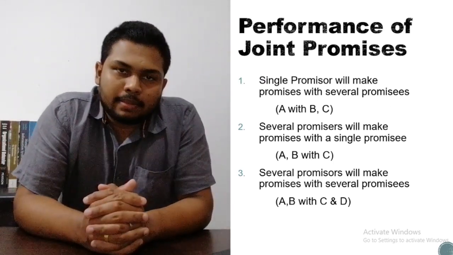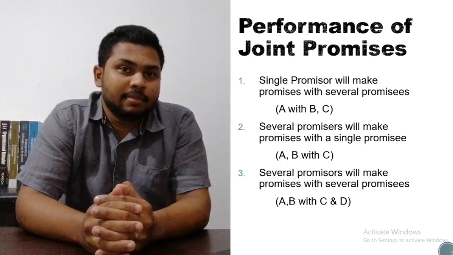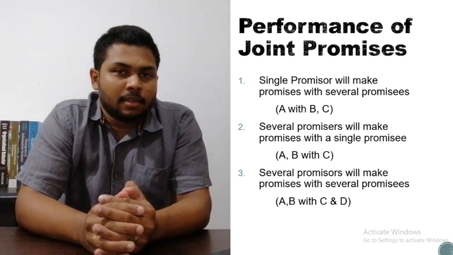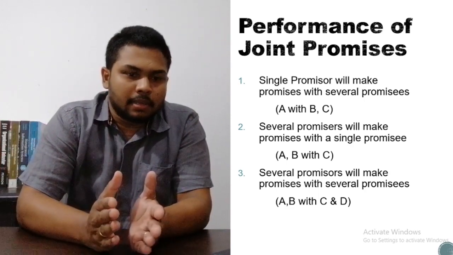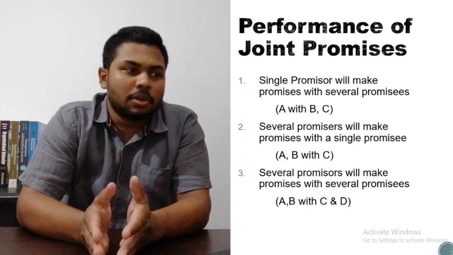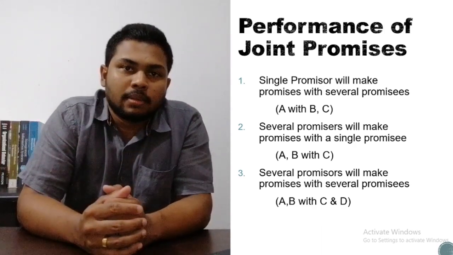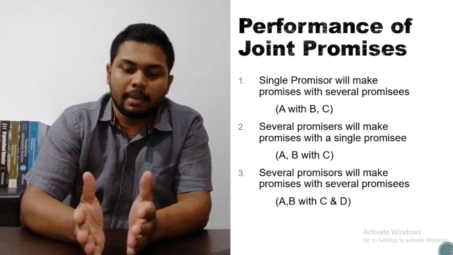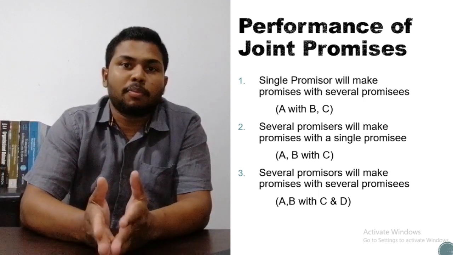Performance of joint promises. Now, when it comes to the performance of joint promises, it's not very easy. There are two or three ways of performing these things, and with the nature of the joint promises, it may differ. Why? Because a single promiser can make promises to several promisees, which means there are people who accept your individual promise or set of promises.